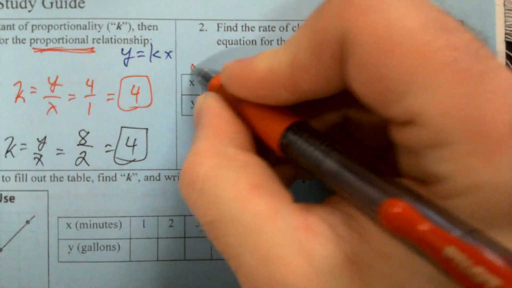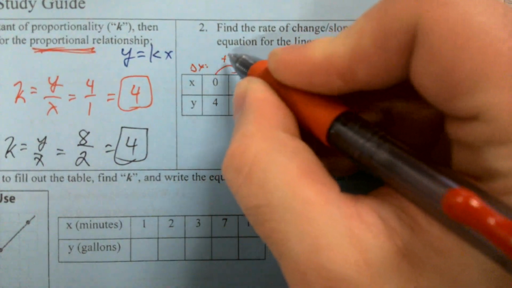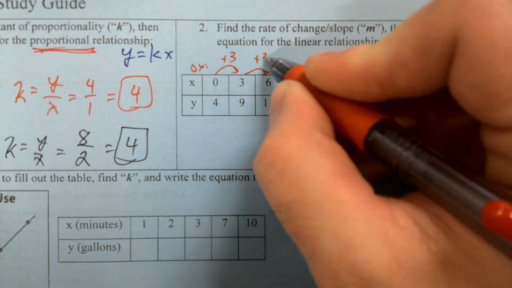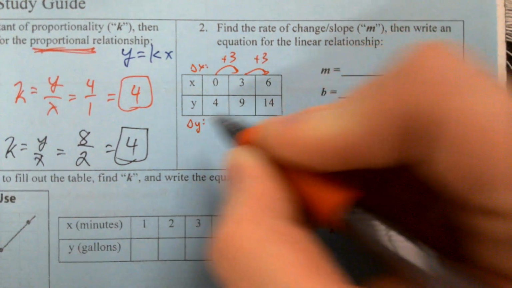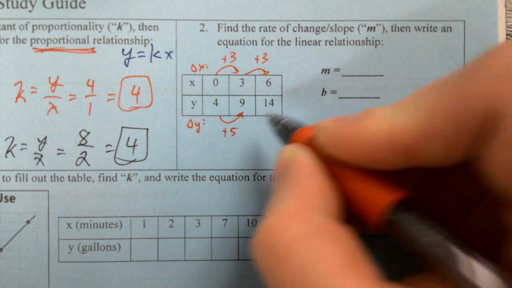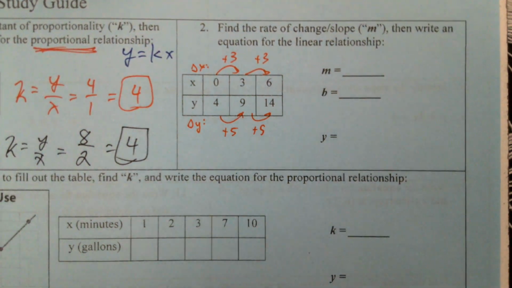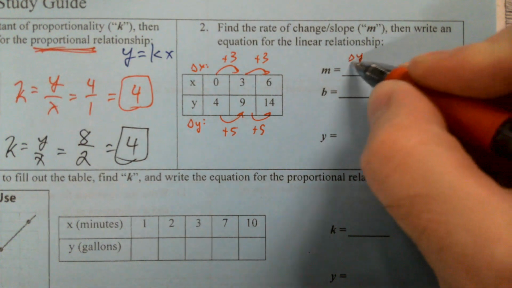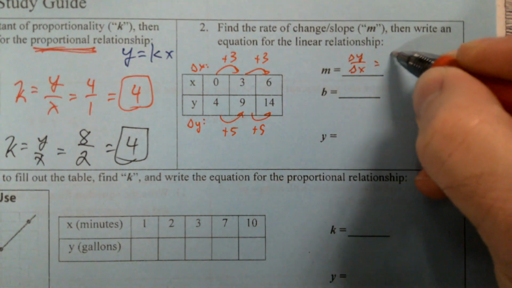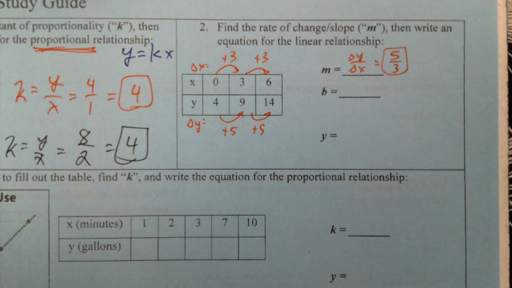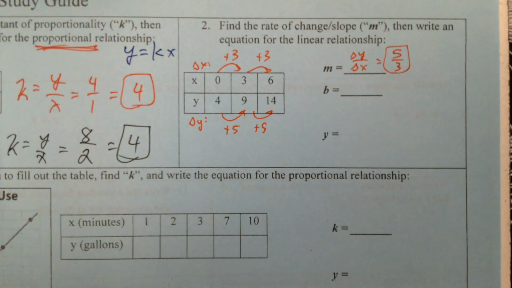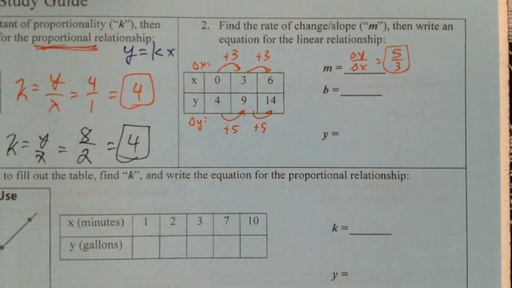Same exact process. From 0 to 3 is plus 3, from 3 to 6 is plus 3, from 4 to 9 is plus 5, and from 9 to 14 is plus 5. M is equal to the change in y over the change in x, which gives us 5 over 3. Can we simplify 5 over 3 at all? No, we can't.